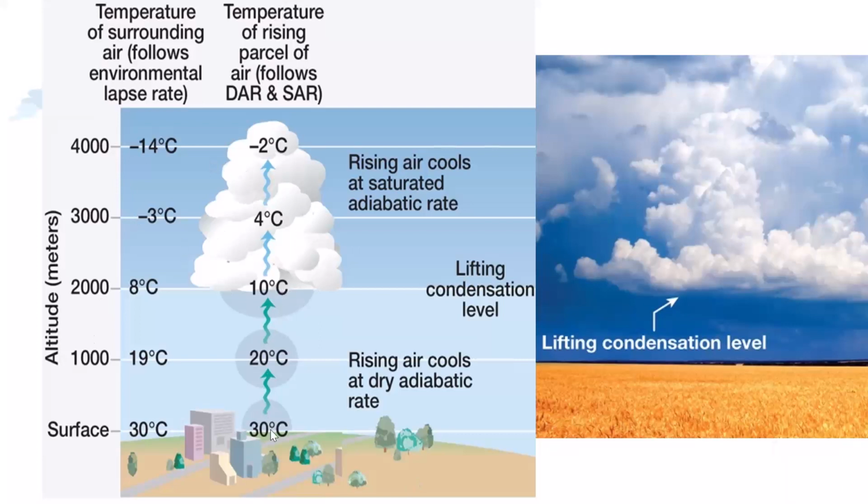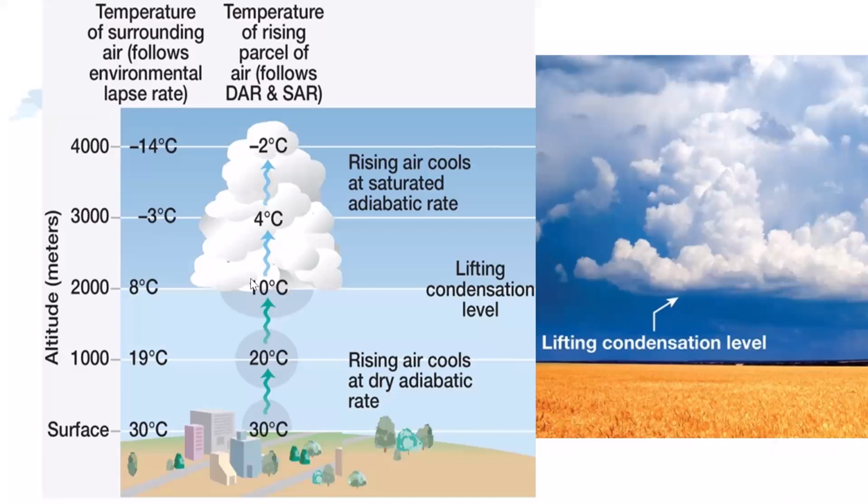At some point, rising at the dry adiabatic rate of 10 degrees Celsius for every 1,000 meters, it's going to reach the LCL, its lifting condensation level. So the air parcel goes from just water vapor into condensation, it reaches that dew point, and you can see that this parcel of air is still warmer than the surrounding air.